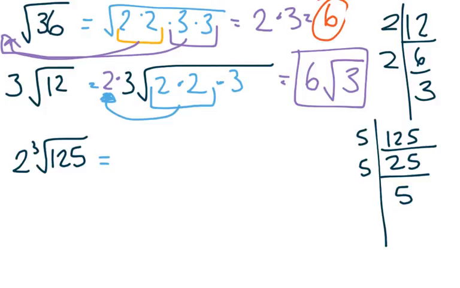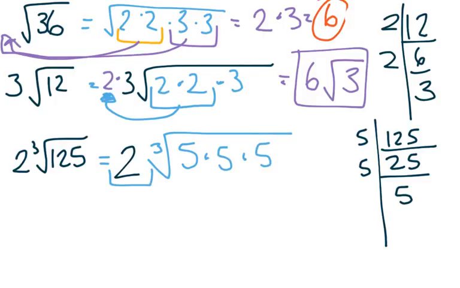And then finally, let's try simplifying 2 times the cube root of 125. So if you take the prime factorization of 125, you get cube root of 5 times 5 times 5, and don't forget about the coefficient 2 at the beginning, that stays there. And now this time we're not looking for squares within our prime factorization, we're looking for cubes. We have a cube right here, this is 5 cubed. So the cube root of 5 cubed is simply 5, and we multiply that by our pre-existing coefficient.